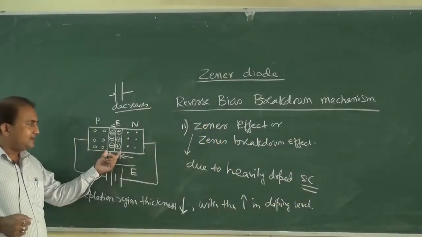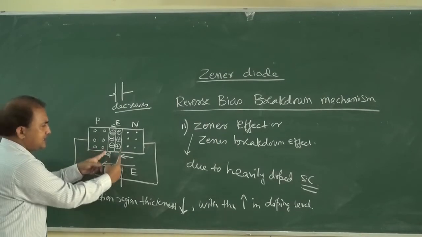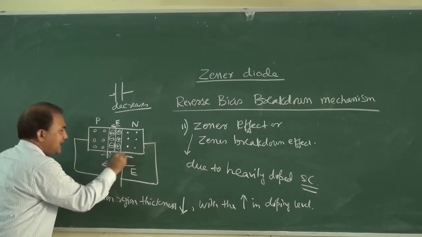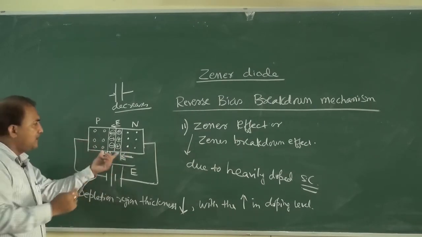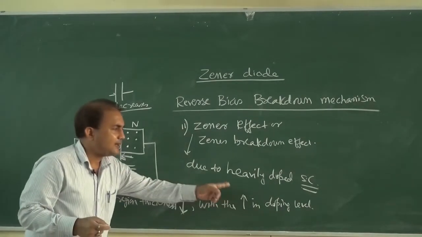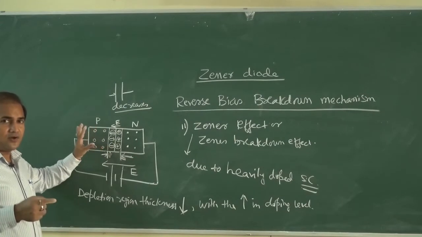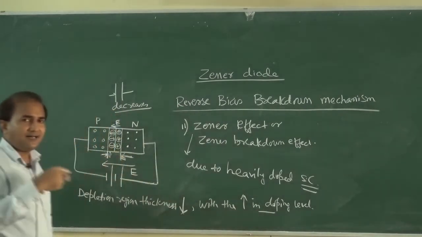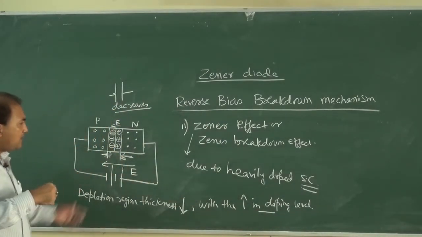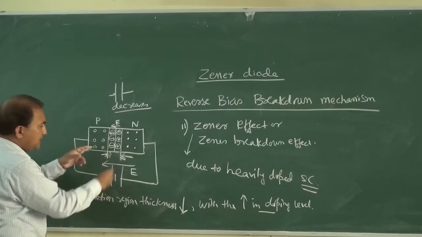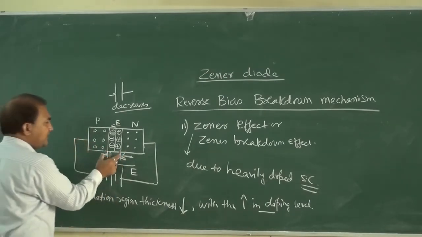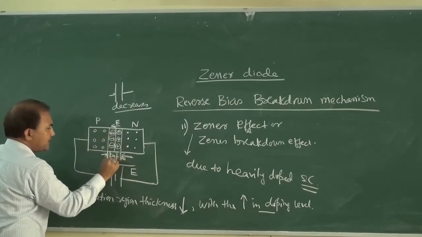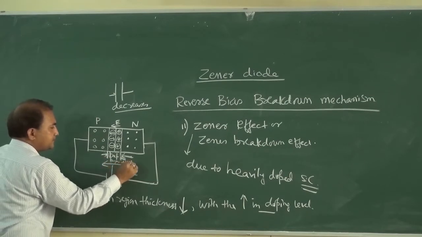So this region, this distance, the depletion region depth, decreases due to the increase in doping level in a semiconductor. In a Zener diode we see that the doping level is very high. So the thickness of the depletion region decreases, and this is the depletion layer thickness.